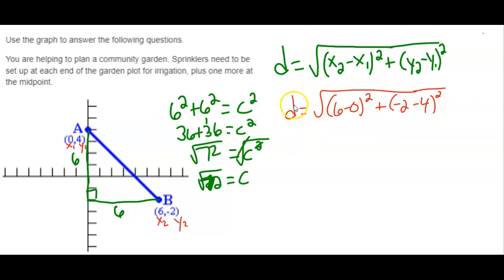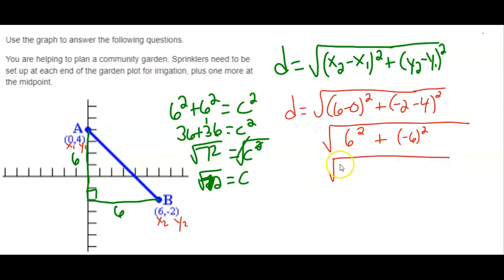I'm just going to show you the math here. I know on this first example on the quick check, it just wants you to write out the formula. But I want to show you the math as well. 6 minus 0 is 6. So you get the square root of 6 squared plus -2 minus 4 is a -6. And if you square 6 squared, you would get 36. And -6 squared, a negative times a negative is going to also be a positive 36. And then you would end up with the square root of 72. So you get the same answer whether you use Pythagorean theorem or the distance formula.